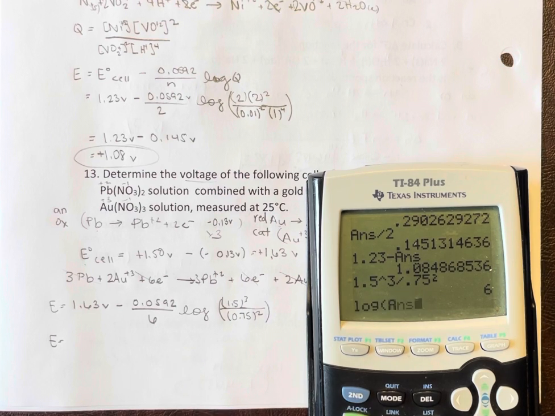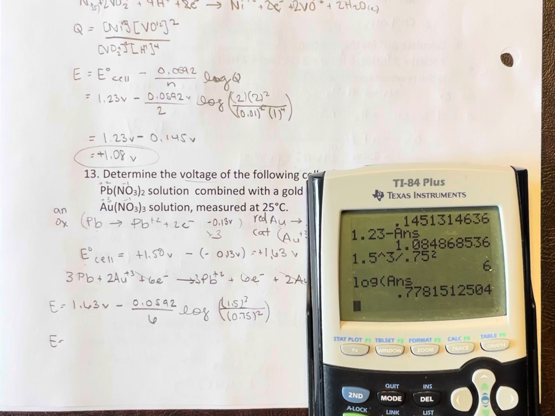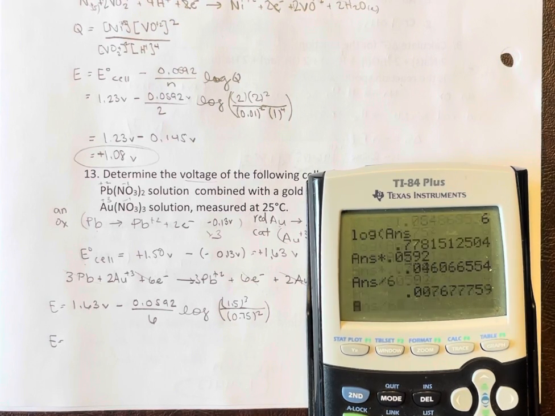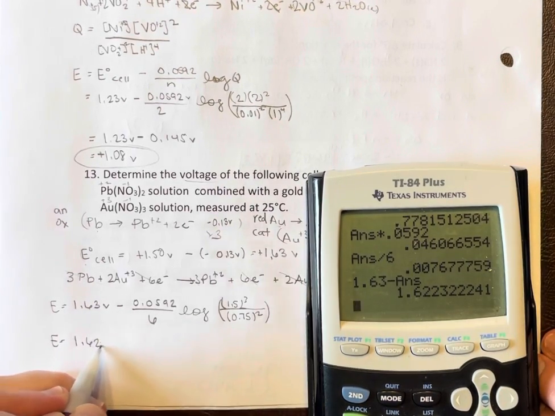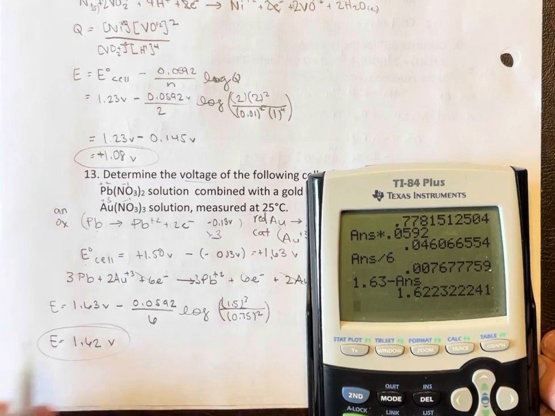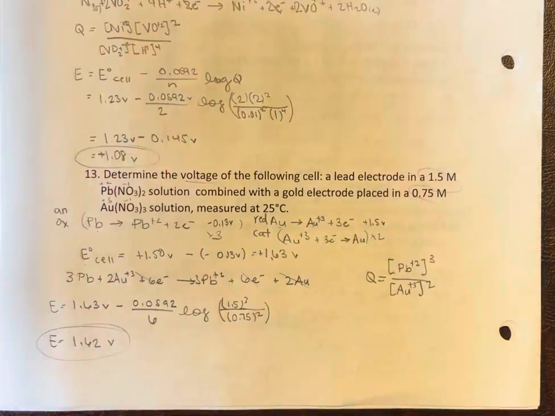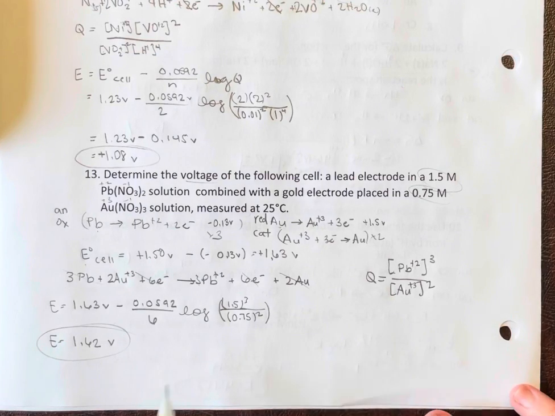Let's take the log of that times 0.0592 divided by 6. All right, so that's all of this. So now let's take 1.63, subtract. 1.62. Wow, that's really close. So we did all that work for 1/10 of a volt difference.